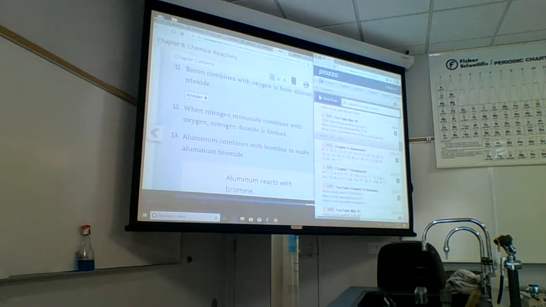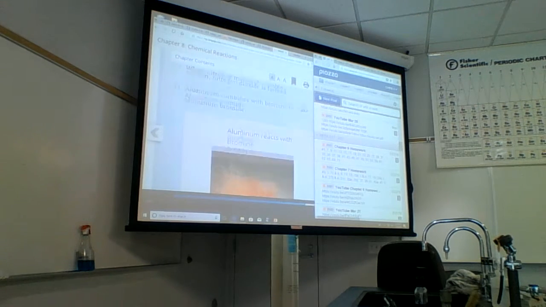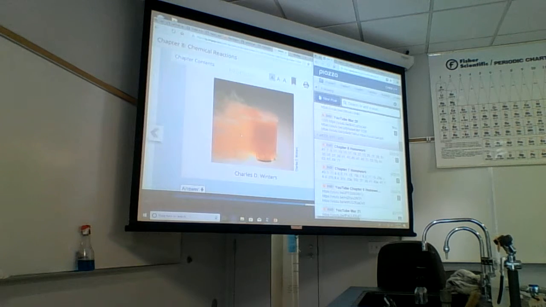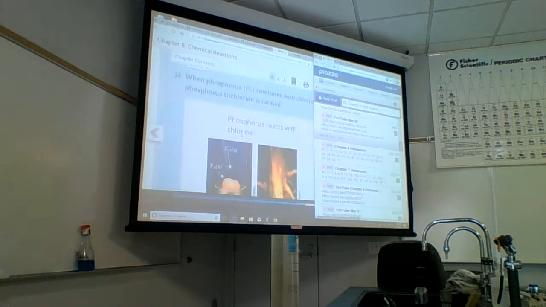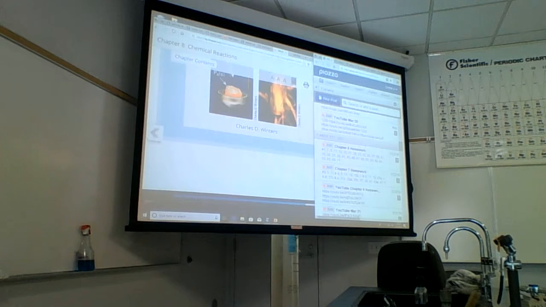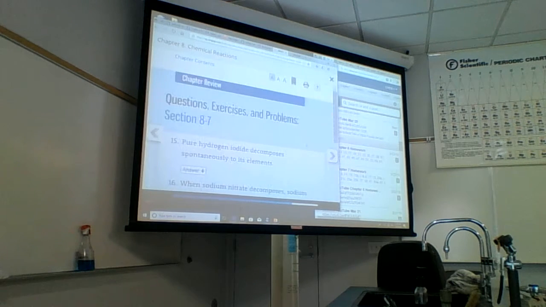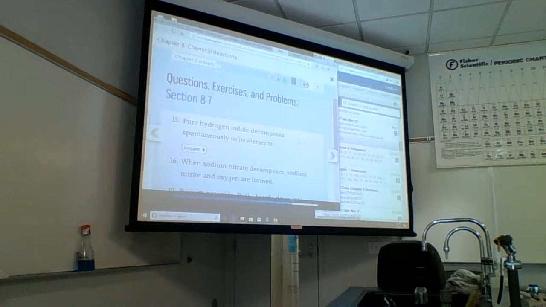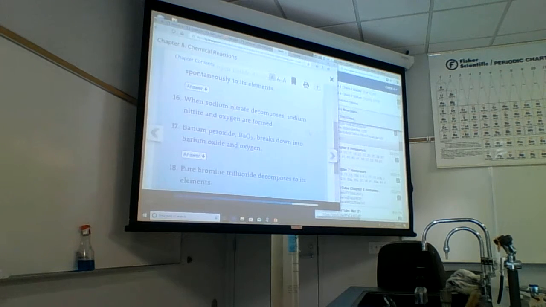Okay, 13. Aluminum combines with bromine to form aluminum bromide. That's okay too. 15. Pure hydrogen iodide decomposes spontaneously to its elements. It's a redox reaction. Okay, 17. Barium peroxide breaks down into barium oxide and oxygen. So here they're telling you what the products are.